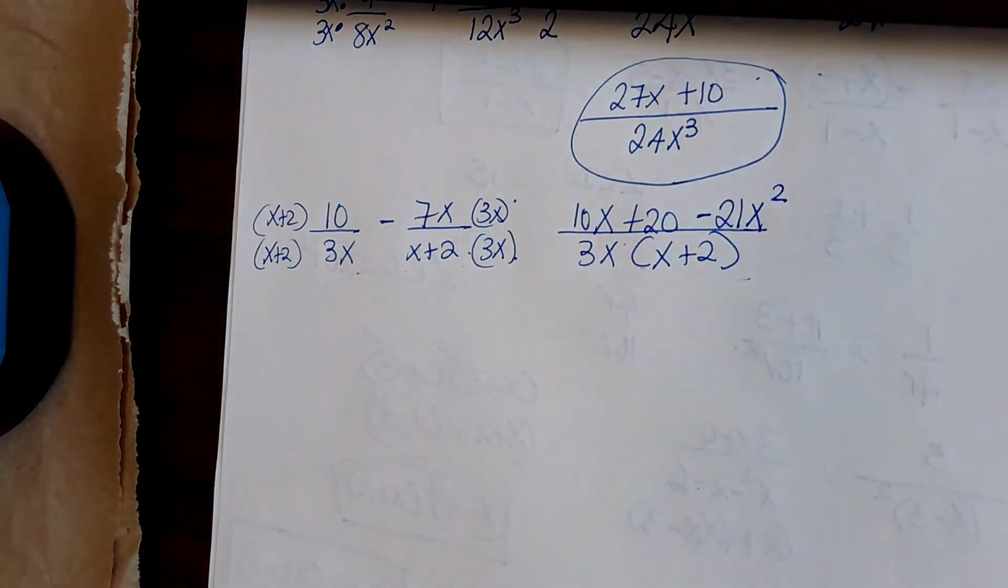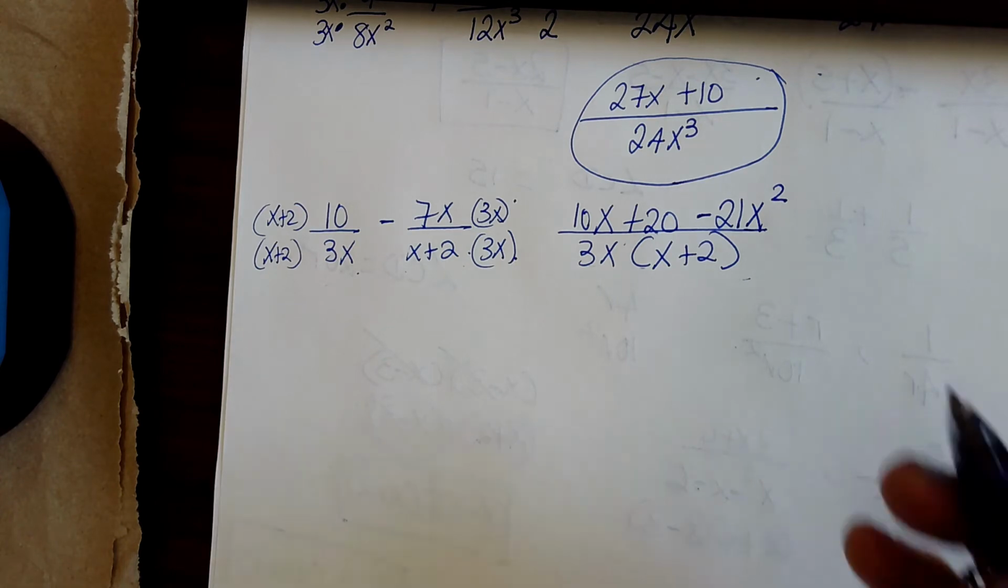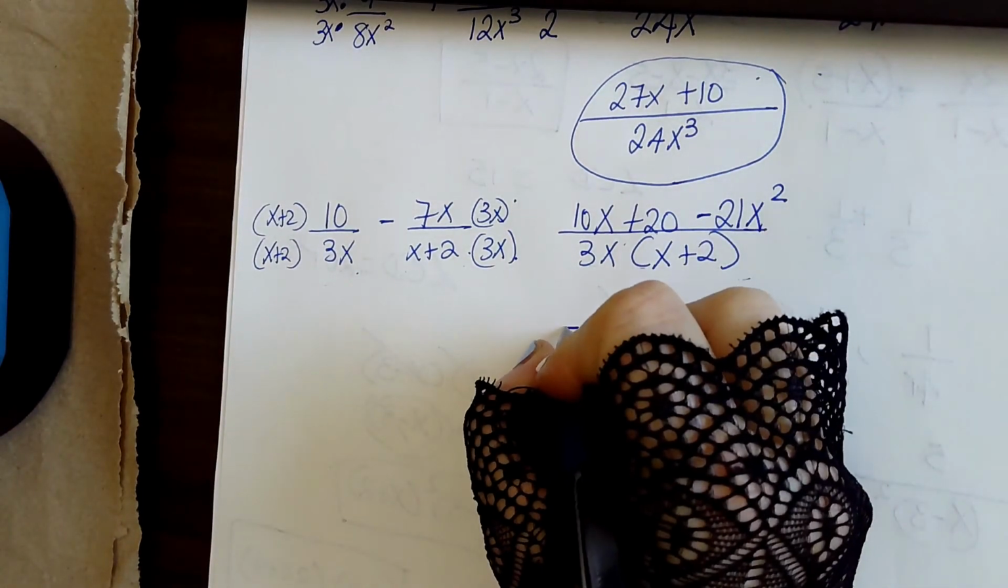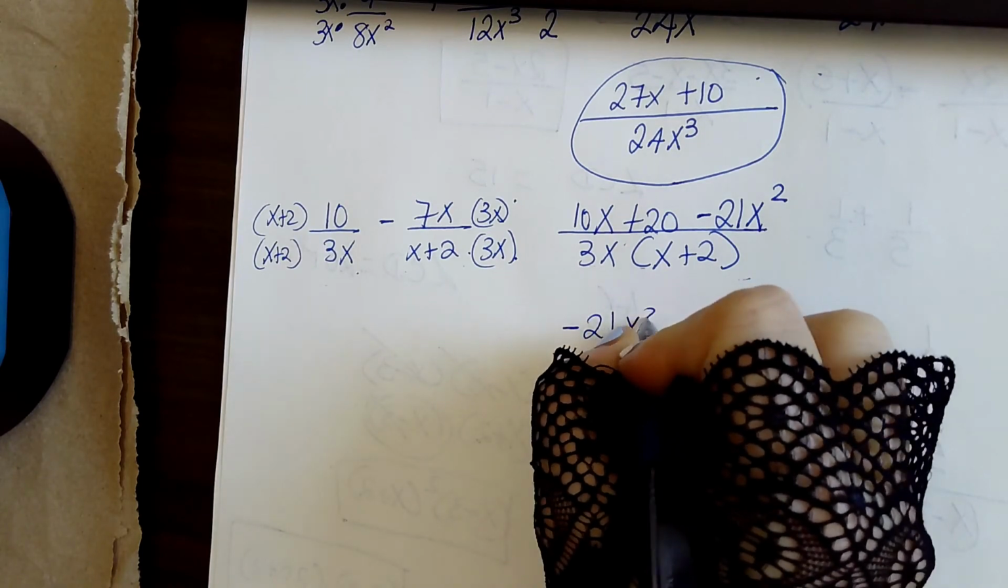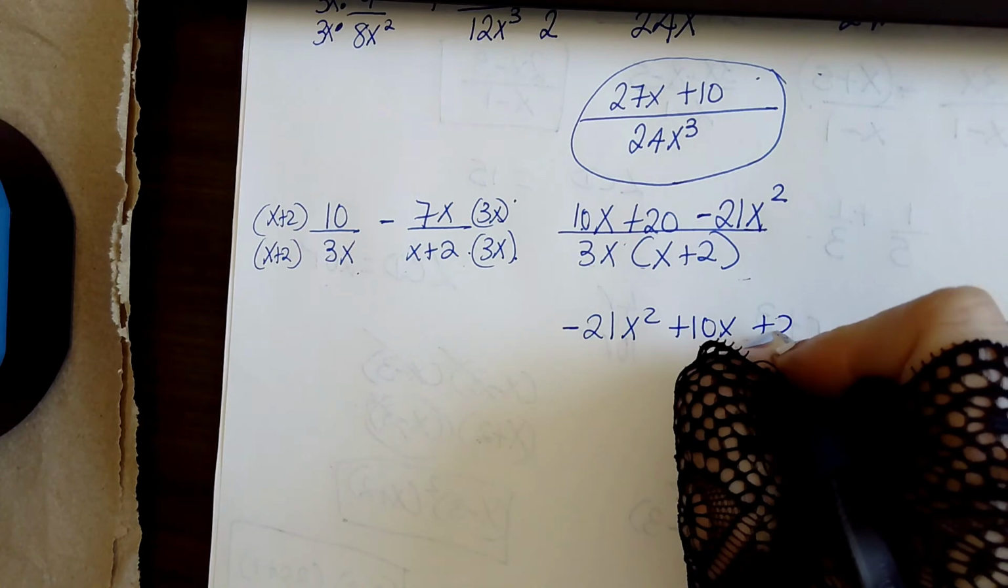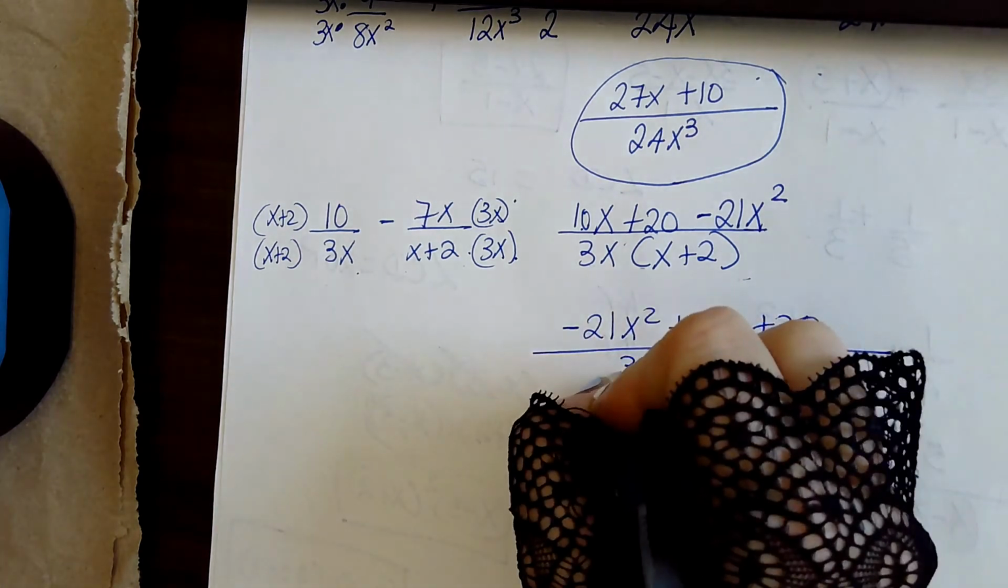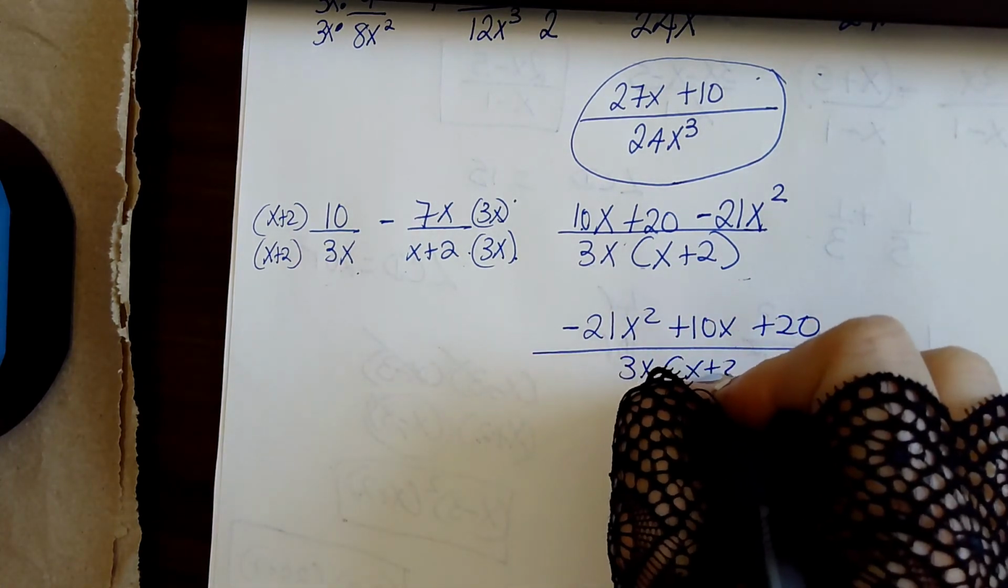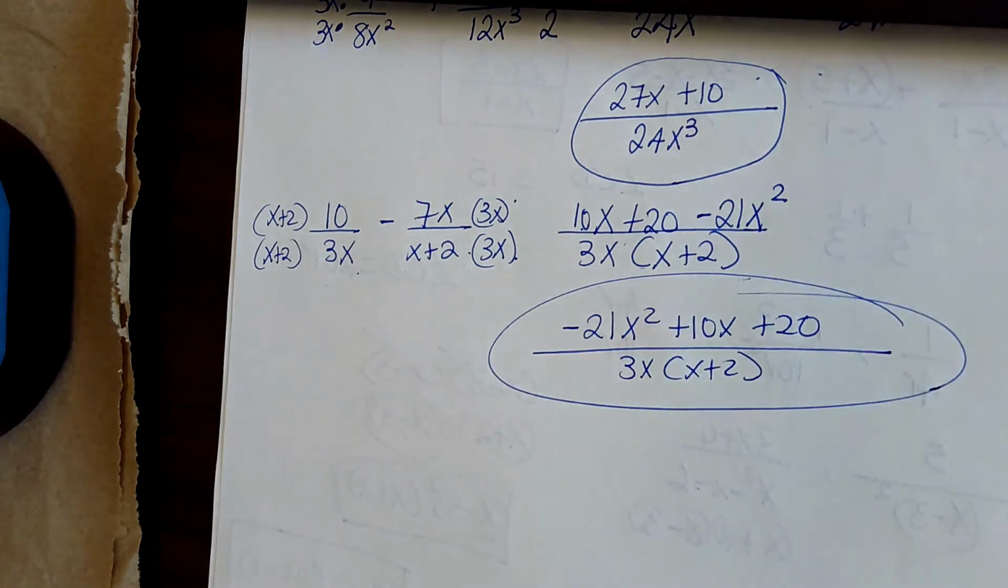So it's all about remembering the rules of exponents. So that's good, but you don't want to leave it like that. You want to put it in the correct order. So to make it look nice, I'm going to say negative 21x squared plus 10x plus 20 divided by 3x and x plus 2, and this is your final answer, simplified down. Okay?